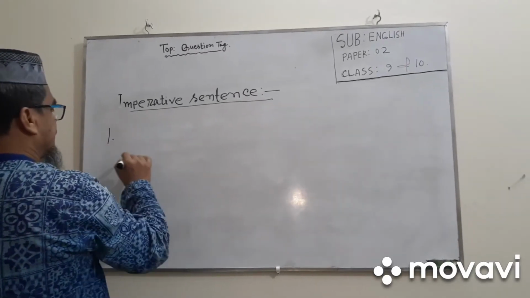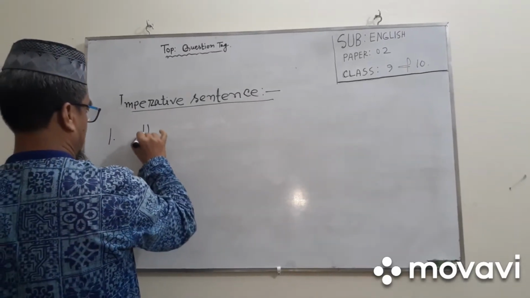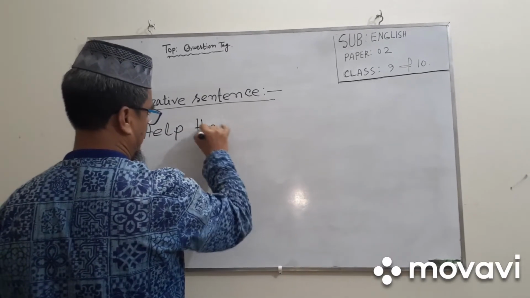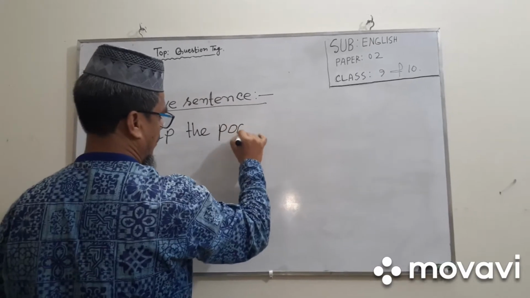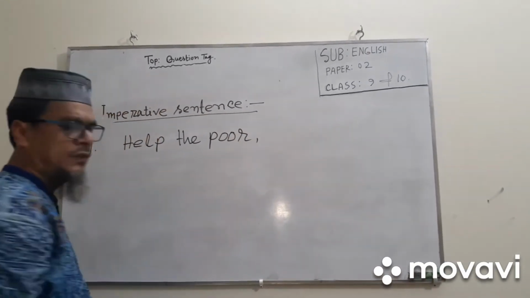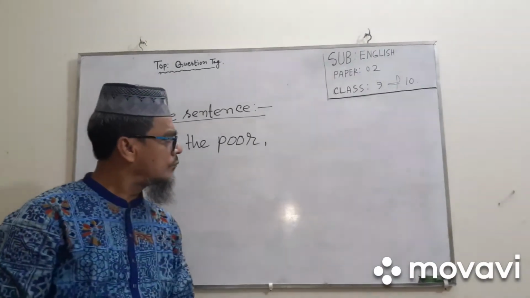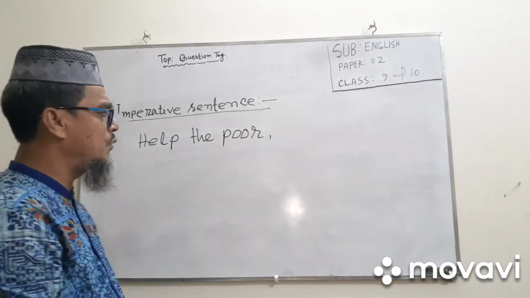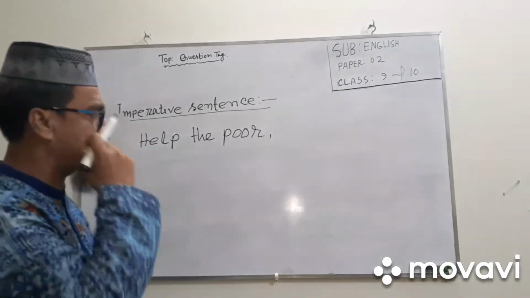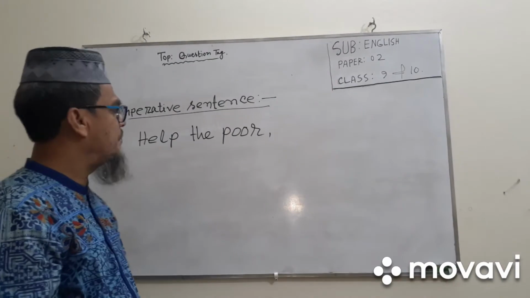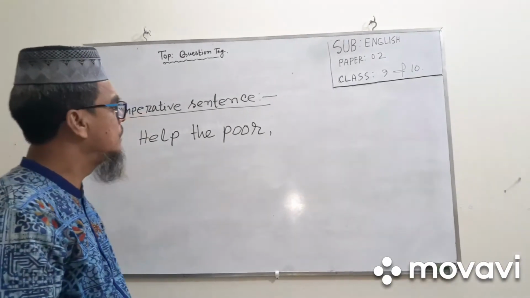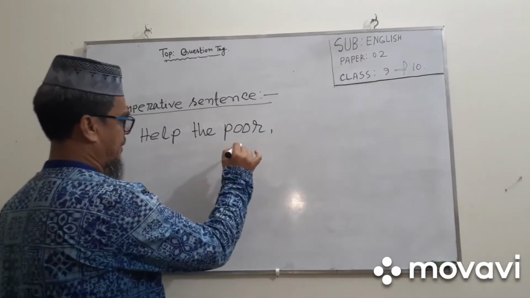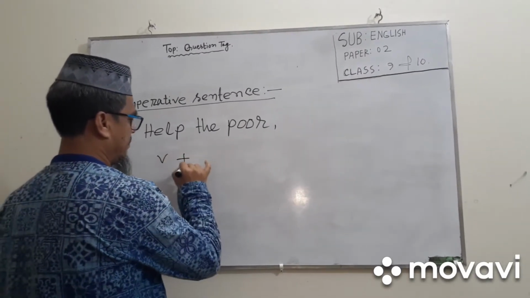Number 1. Help the poor. Please look at the board and try to understand. We know that there are four kinds of structures for imperative sentence. One is verb plus object. Here, verb plus object.